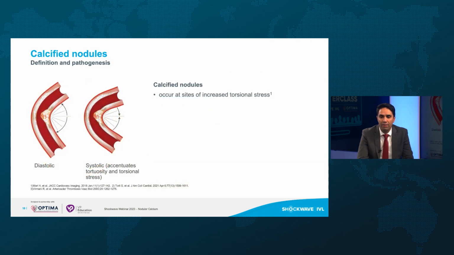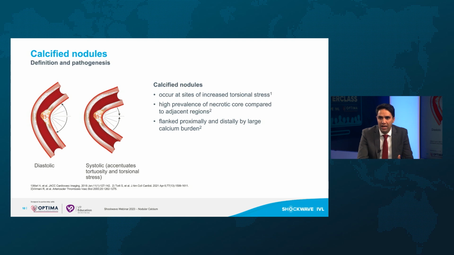Now, if we look at some of the details of calcified nodules, what do we know? We know that they occur at sites of increased torsional stress, and this is because with calcified plaques, the more there is an accentuation between diastole and systole, it can actually lead to calcium sheet fracture. We also know that they happen at areas of large necrotic core, and that's because as the necrotic core gets larger, or as there's a large area of lipid that allows the formation of necrotic core, we tend to get more calcification.